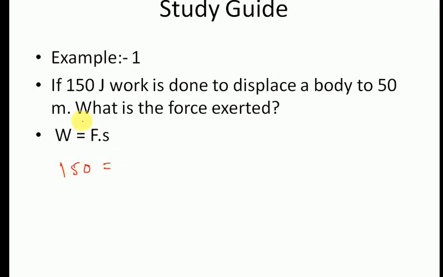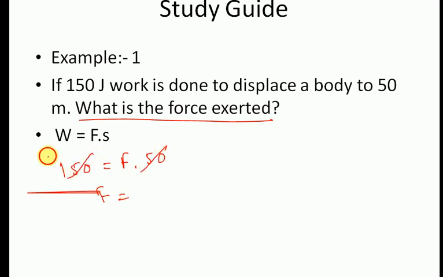Now what is the force exerted? I don't know, so F, and what is the S? S is 50. Now what will be the F? If I eliminate this, F will be 3 Newton. Of course Newton. Why Newton? Because this is the SI system, and meter is also in the SI system. Joule per meter, that is Newton.